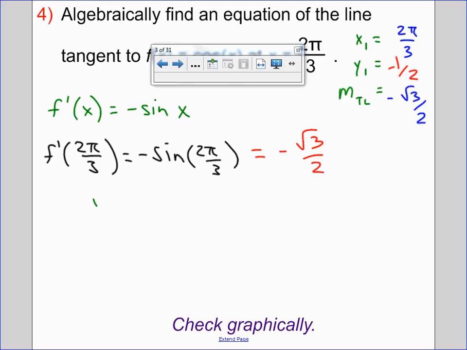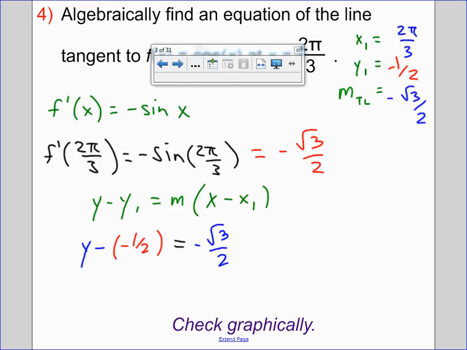We know y minus y sub 1 is equal to m times quantity x minus x sub 1. So we know y minus my y coordinate of the point of tangency, that's negative 1/2, equals m, the slope of the tangent line, which was negative root 3 over 2, times quantity x minus the x coordinate of the point of tangency, which was 2 pi over 3. Do we get everything? Do we get it all?